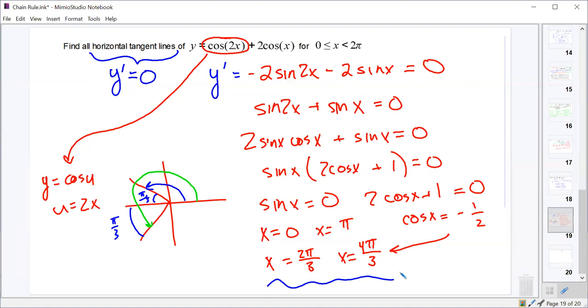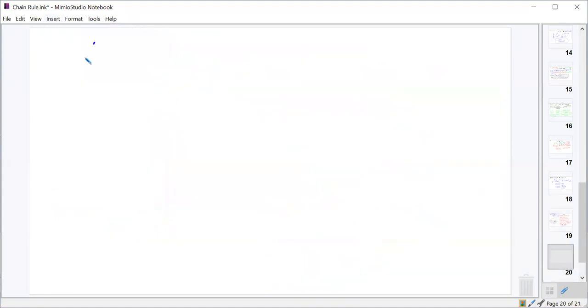Are we done? Do we have to make an equation out of it now? Yep, exactly. It says find the horizontal tangent lines. All we found was where they occur. We know that there's one at 0, one at pi, one at 2 pi over 3, and one at 4 pi over 3, but we need to figure out what's the y value there, because that's how we find the horizontal line. So that's just a little bit more trig here. Let me give us a new page here.